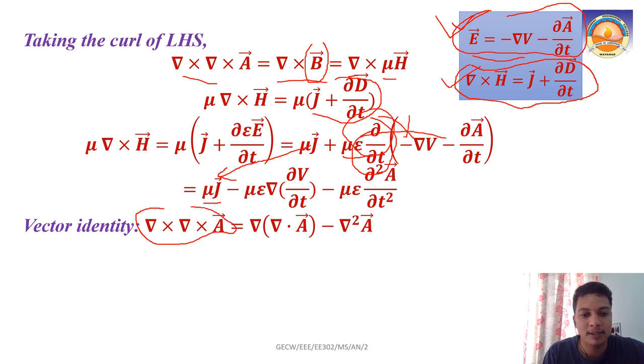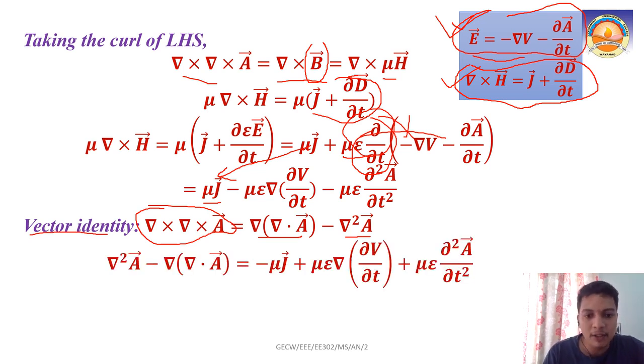Del cross A. Now del cross A, we already used this vector identity before also. That is equal to del of del dot A minus del square A. This is a vector identity for the curl of the curl of a vector. We are going to use this vector identity here. How will we use that?